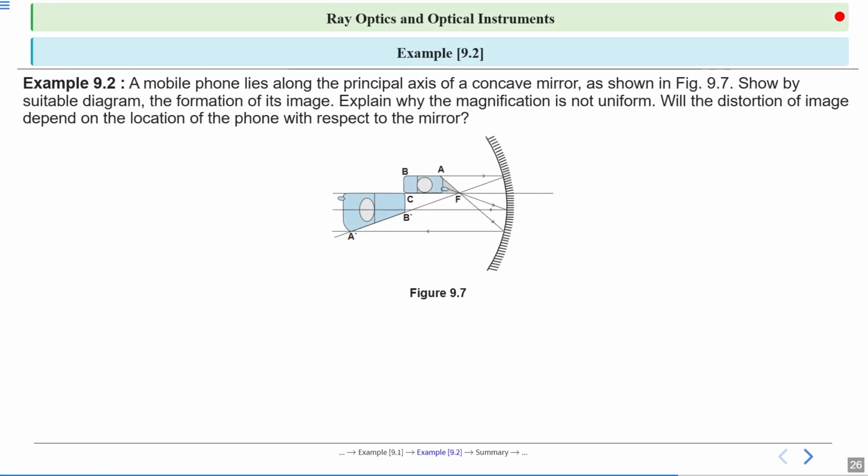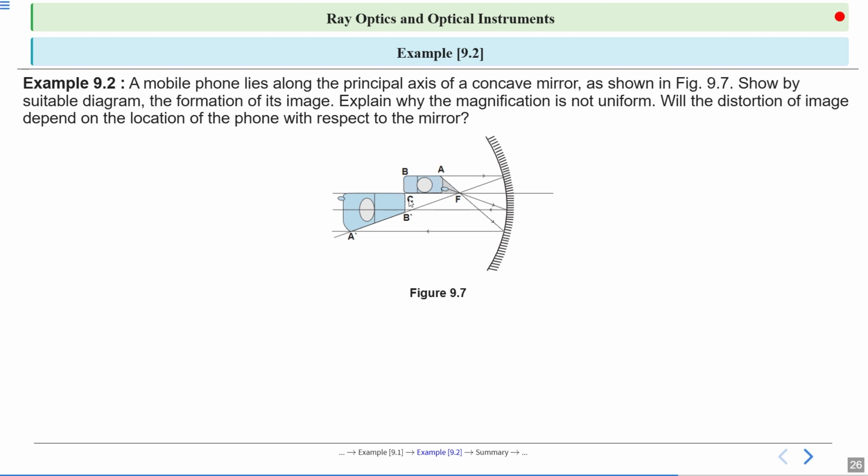Okay, next example. A mobile phone lies along the principal axis of a concave mirror as shown in figure 9.7. Show by a suitable diagram the formation of its image. Explain why the magnification is not uniform. Will the distortion of the image depend on the location of the phone with respect to the mirror? Why is the magnification not uniform?